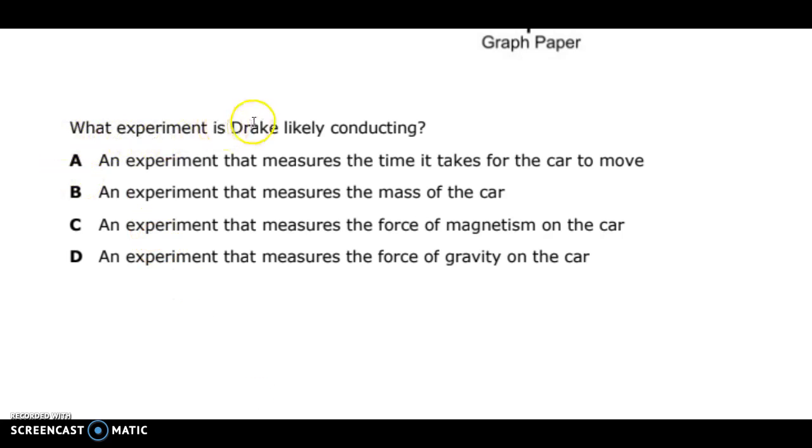What experiment is Drake likely conducting? A, an experiment that measures the time it takes for the car to move. B, an experiment that measures the mass of the car. C, an experiment that measures the force of magnetism on the car. D, an experiment that measures the force of gravity on the car.